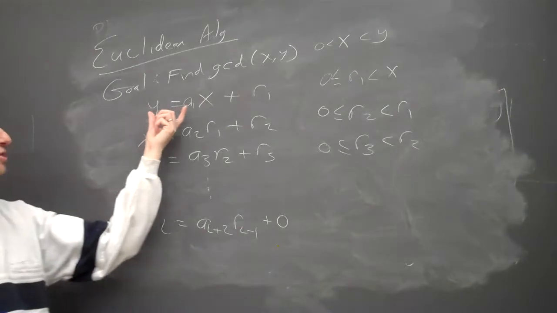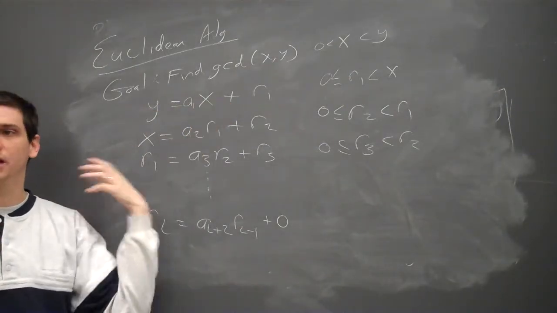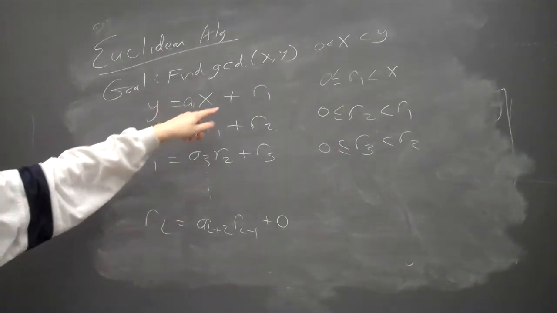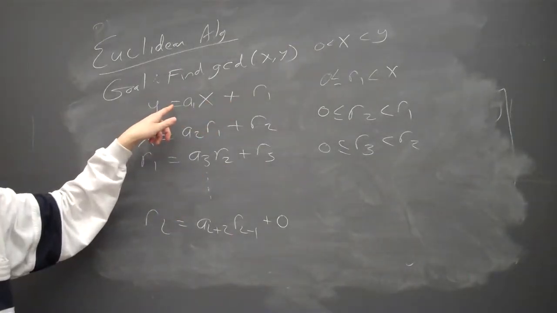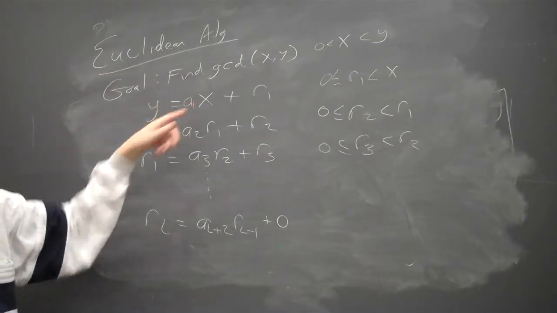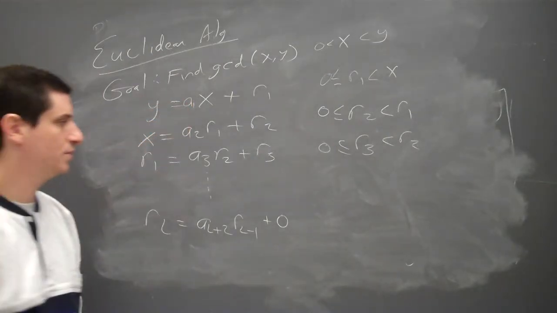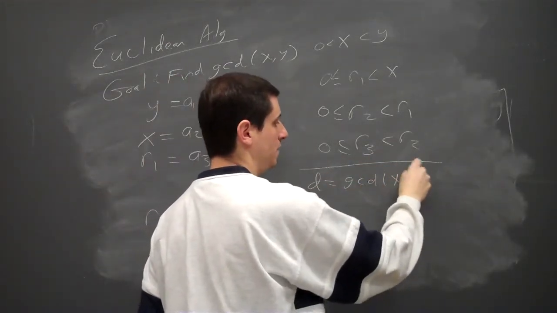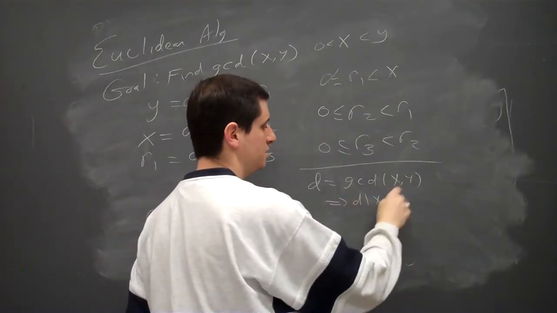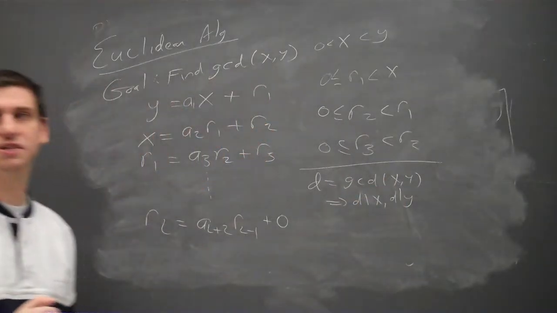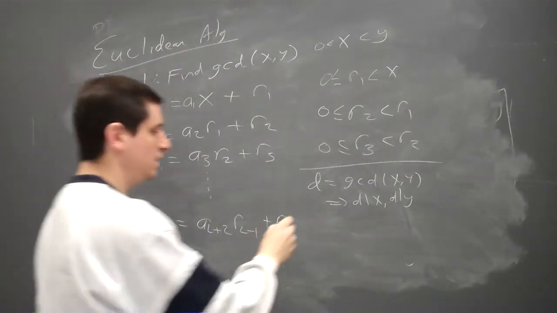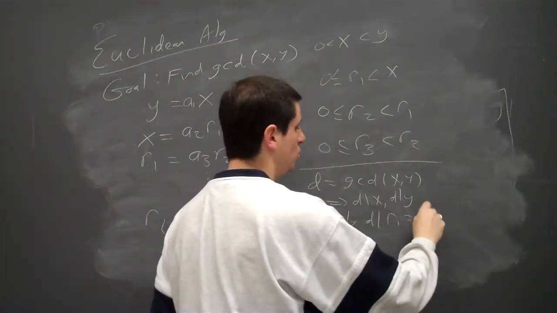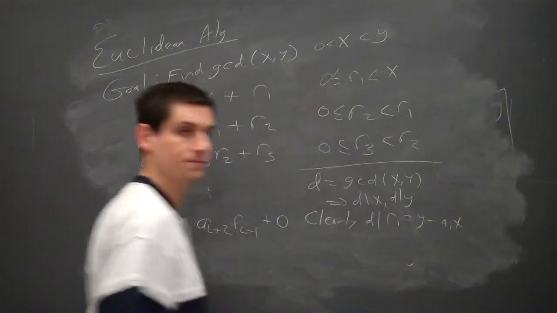Now the interesting thing is the greatest common divisor of x and y is the largest number that divides both of them. So imagine D is the GCD of x and y. Well, R1 is equal to y minus A1 x. So let's say D is the GCD of x and y. This means D divides x, D divides y, and nothing larger than D divides both of them. Clearly, D divides R1, which is y minus A1 x.